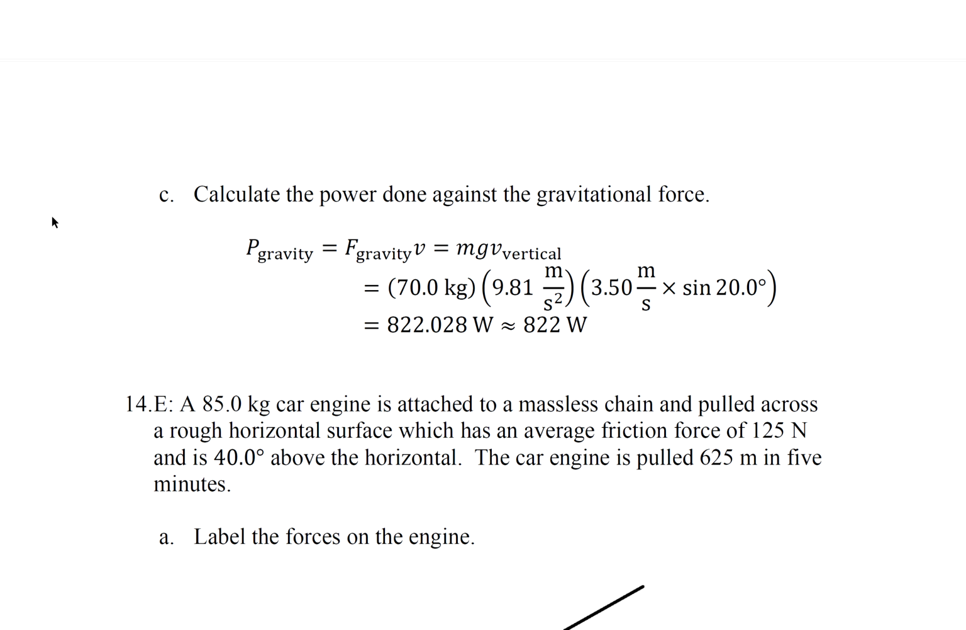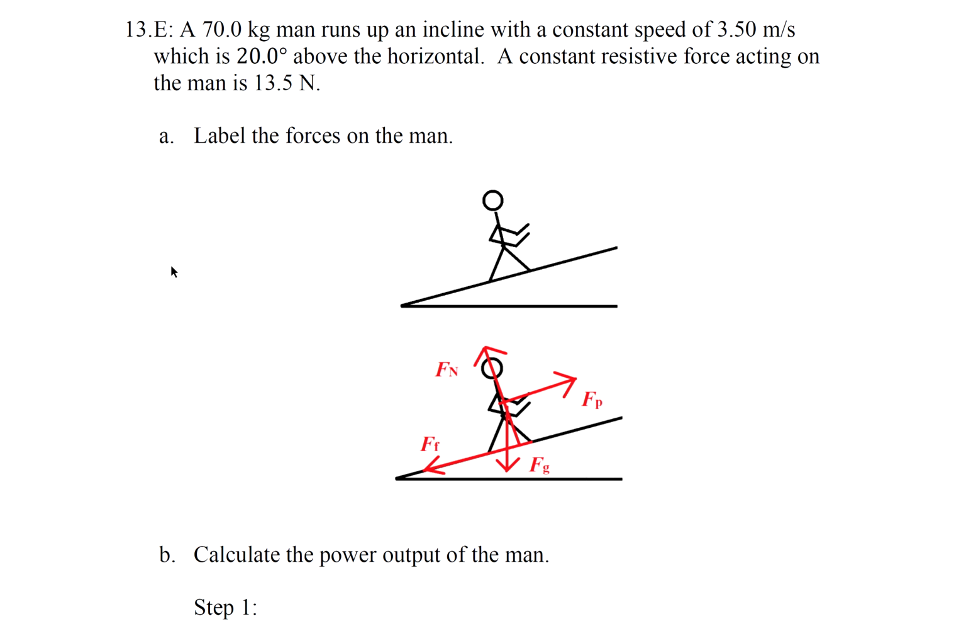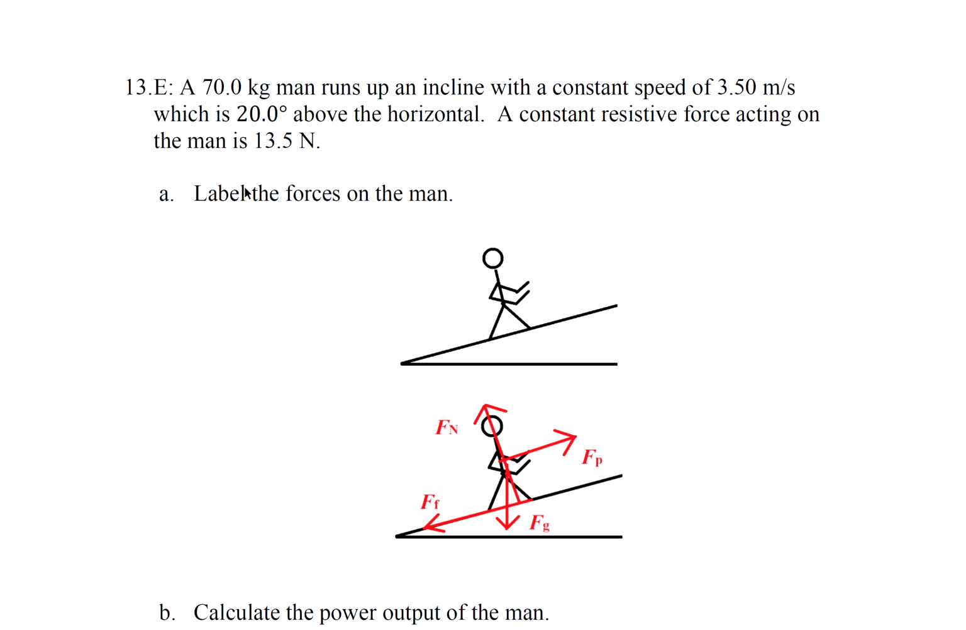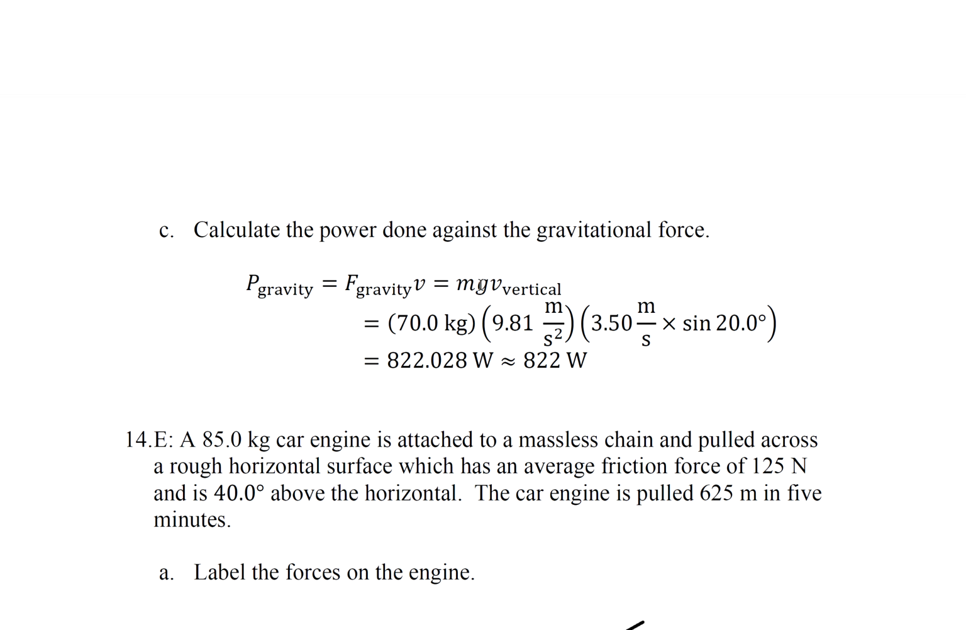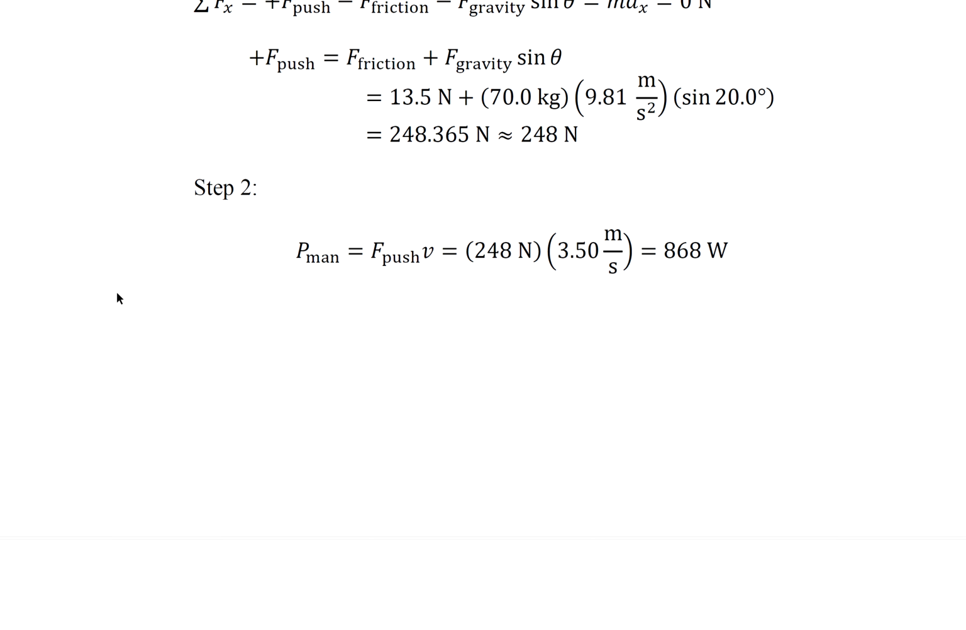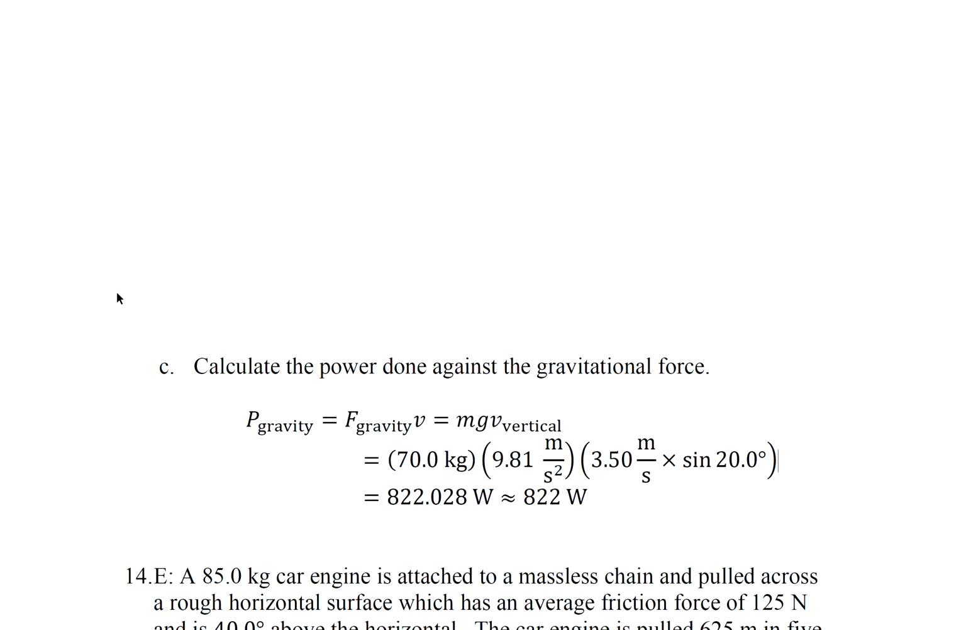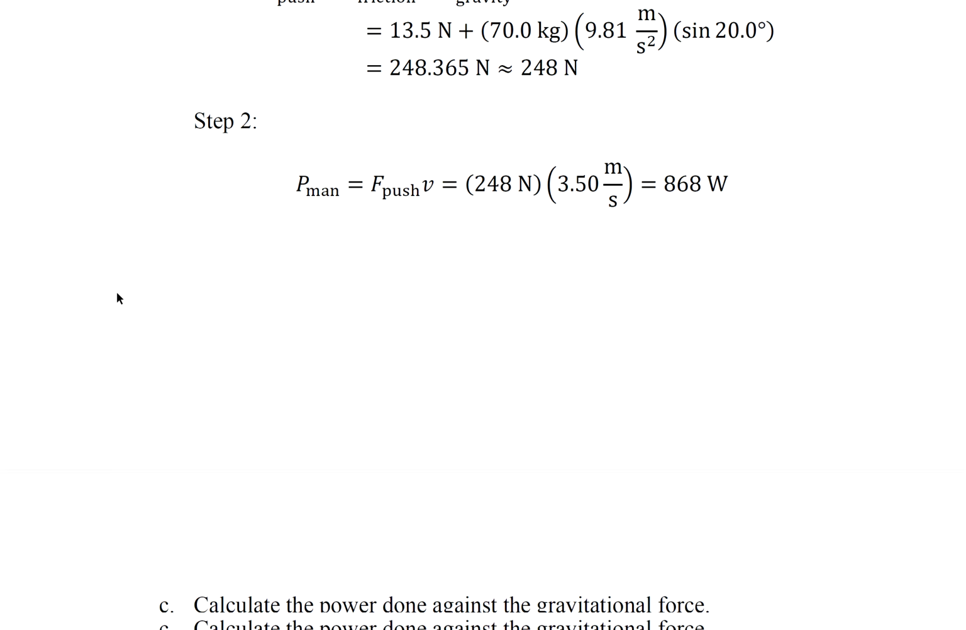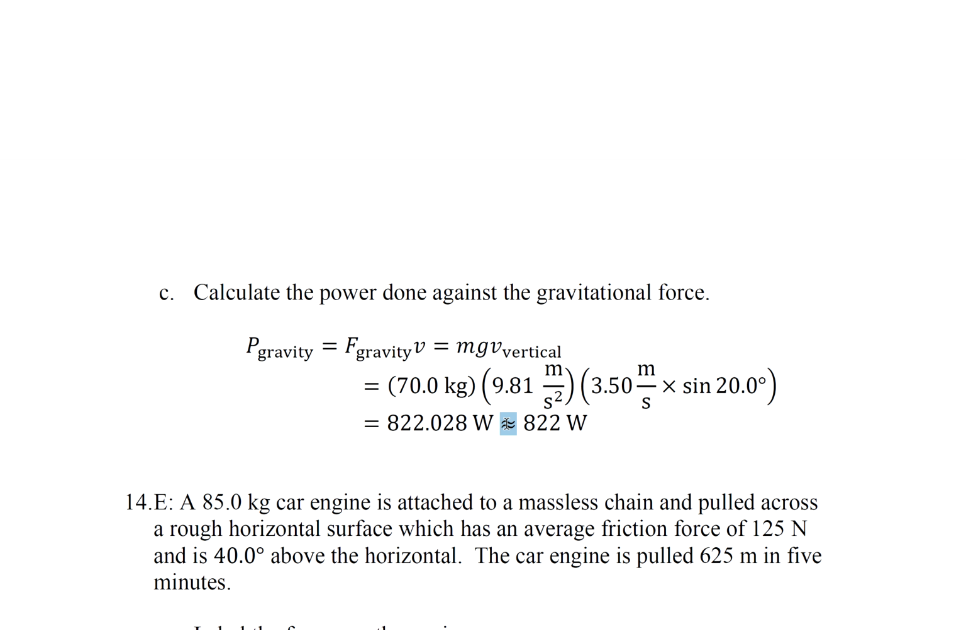Part C, calculate the power done against the gravitational force. So that's just force of gravity times the vertical velocity. What's the vertical velocity? It's going to be 3.5 meters per second times the sine of 20 degrees. If you want to use a negative sign here, then that's okay.